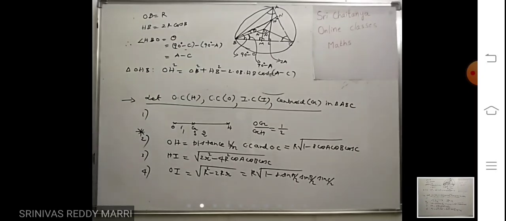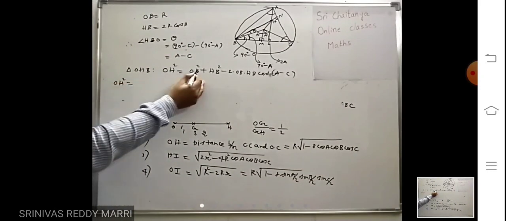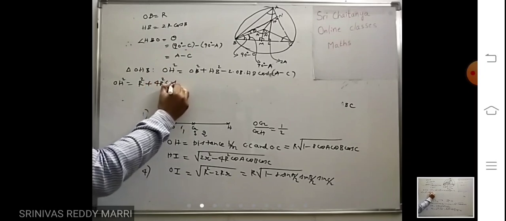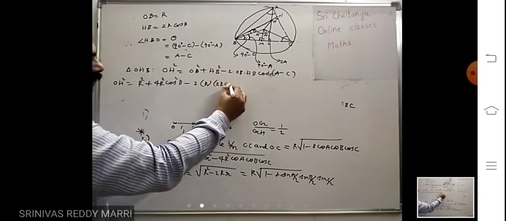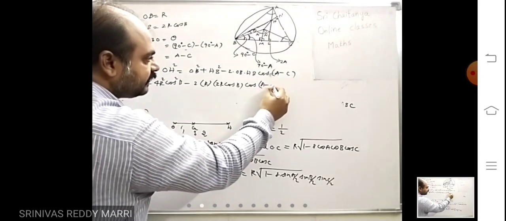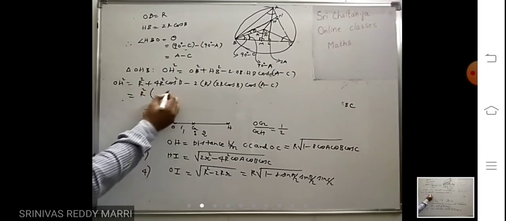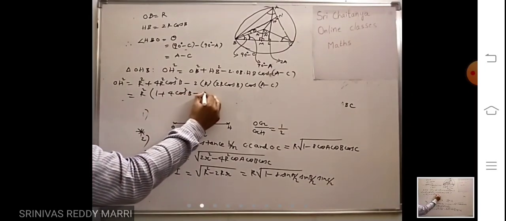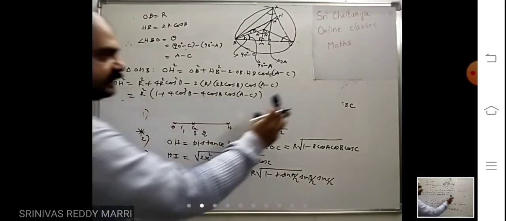Now I want to substitute. OB you know, so OH square equals capital R square plus 4R square cos square B minus 2 into OB, which is capital R, into HB, which is 2R cos B, into cos of A minus C. Taking R square common, you will get 1 plus 4 cos square B minus 4 cos B into cos of A minus C.